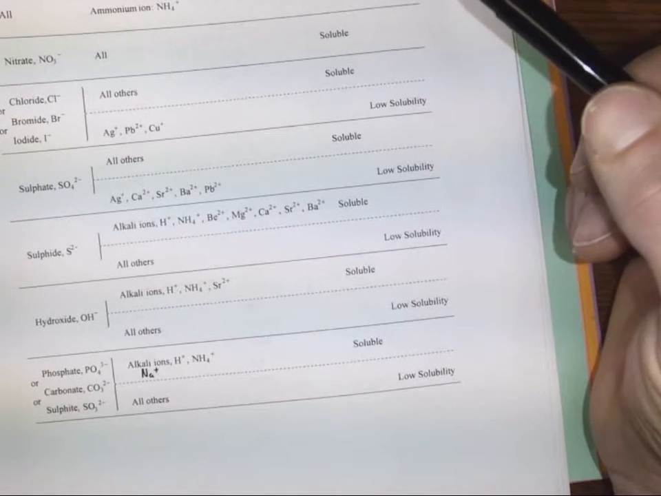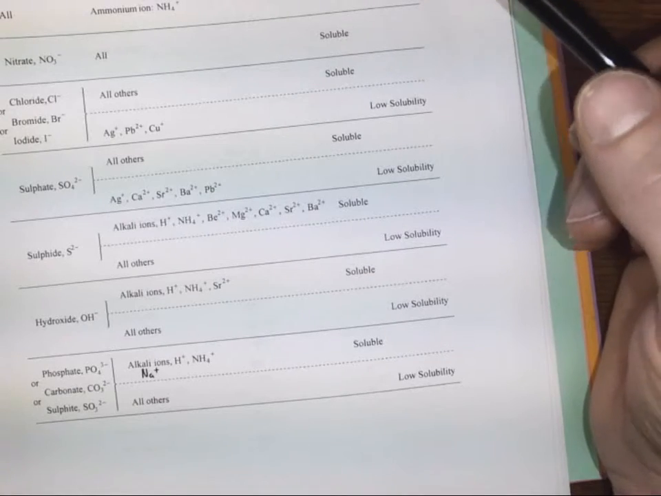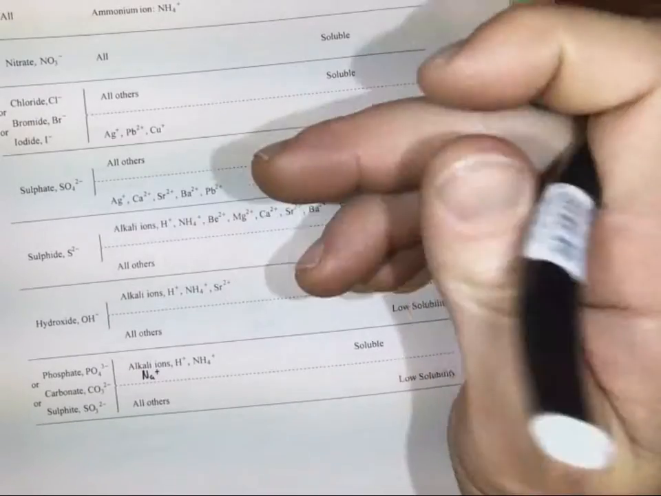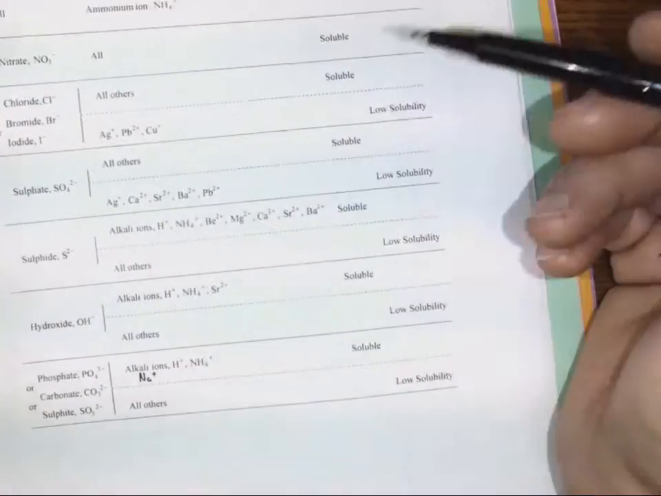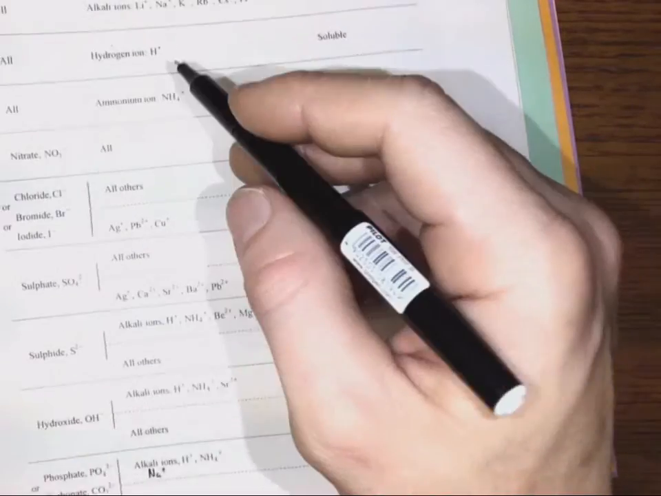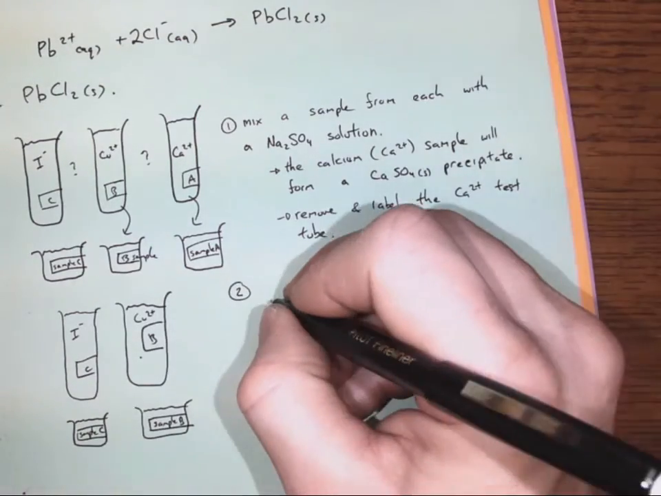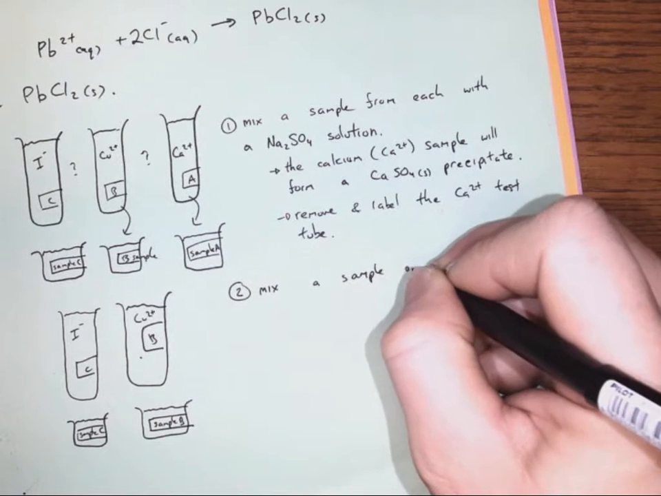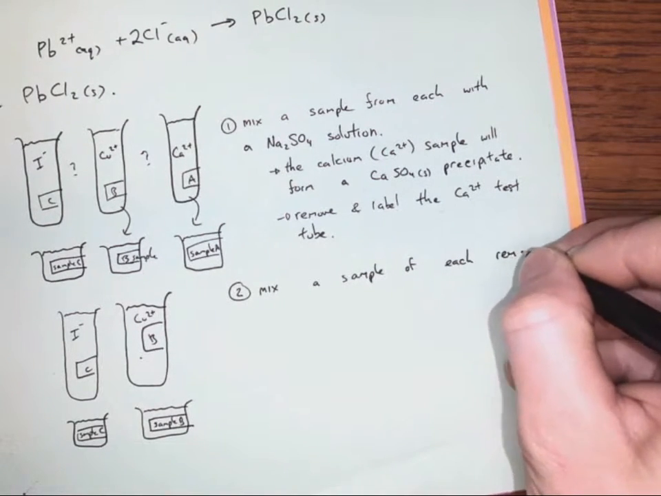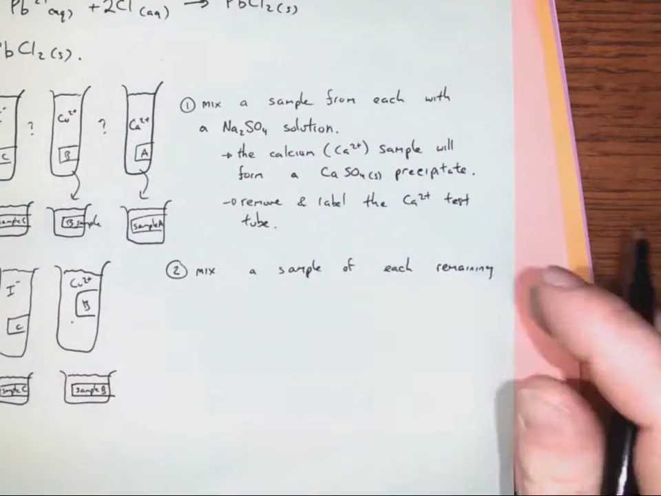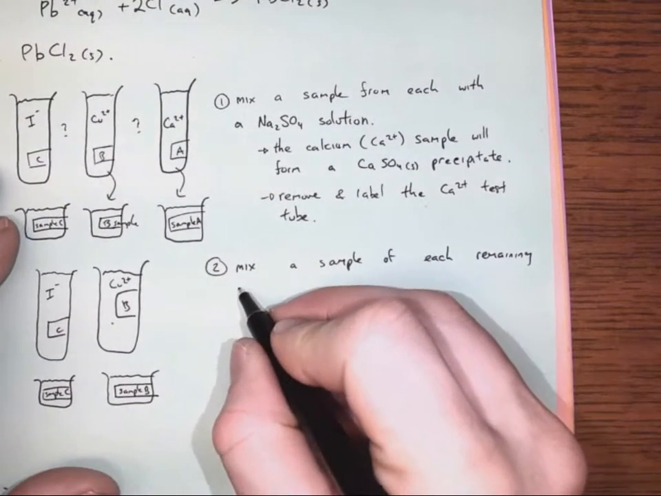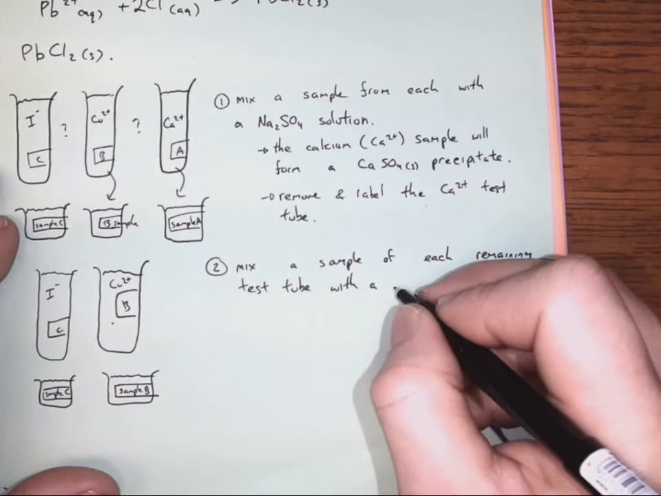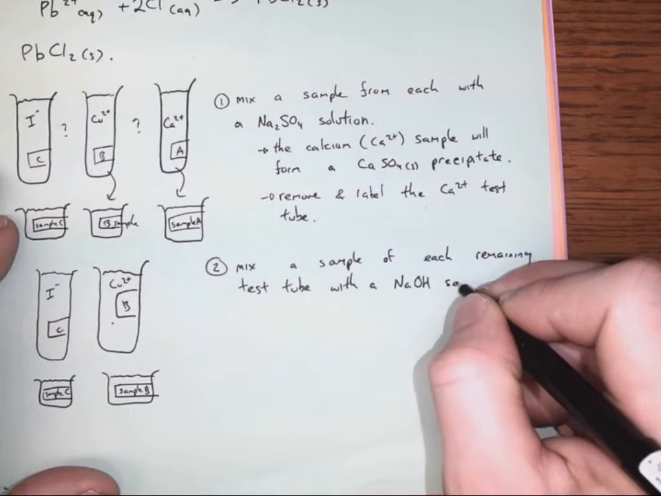So maybe I'll add something that, well, I guess I could add sulfide or hydroxide. And adding hydroxide is not going to bring out any iodide. So I'll add a hydroxide ion and I'll add some sodium to it. So I'll mix a sample of each remaining test tube with a sodium hydroxide solution.